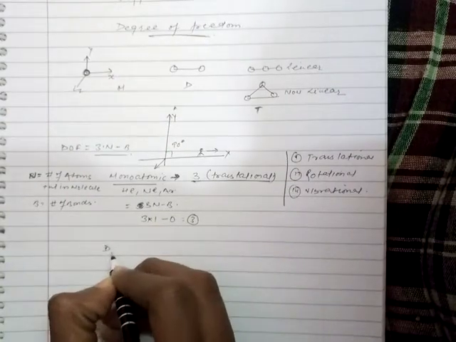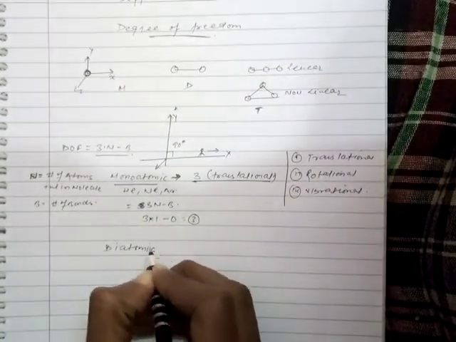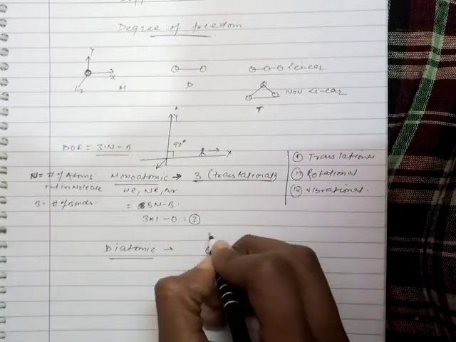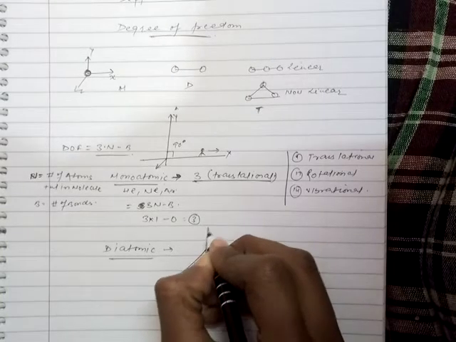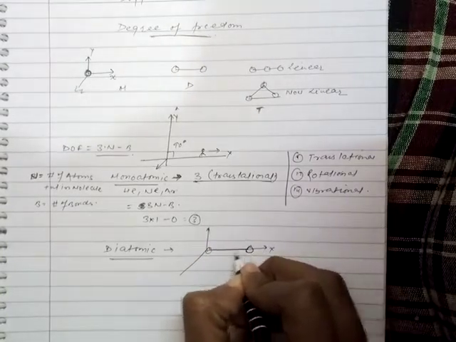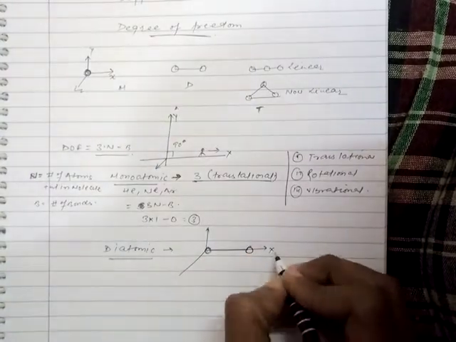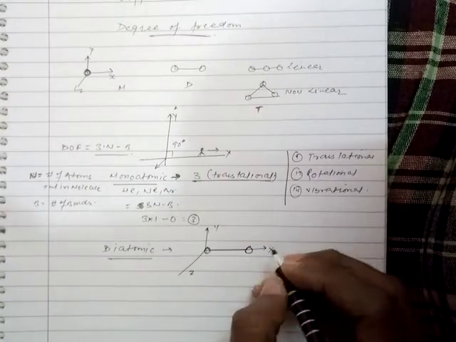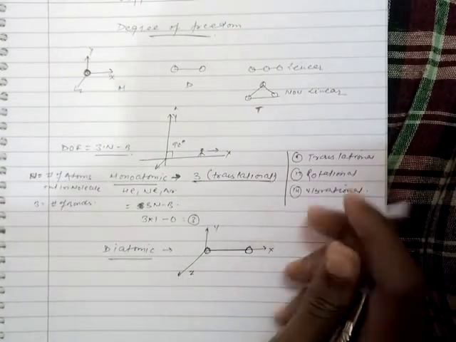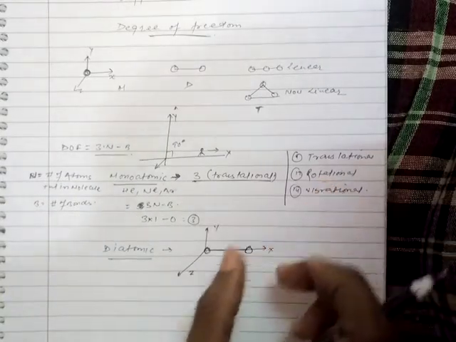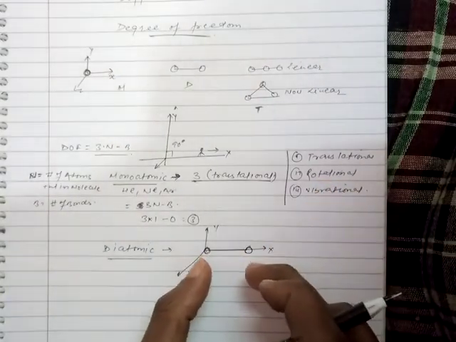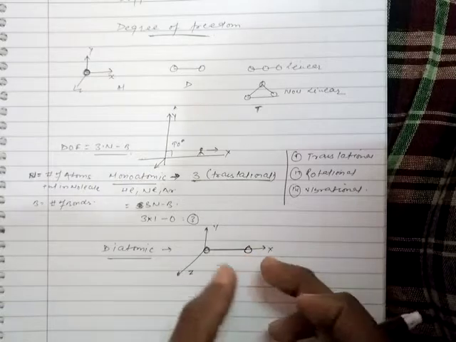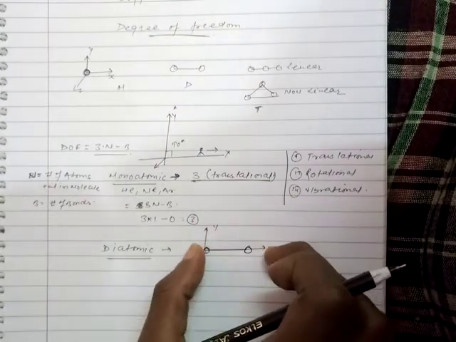Now we talk about diatomic molecules. Suppose we consider a diatomic molecule present along the x-axis. A diatomic molecule can rotate along the x-axis, y-axis, and z-axis. It can rotate through all three of its axes. If we talk about rotational motion, then if this molecule is present along the x-axis, it can rotate along the y-axis and z-axis. Like if it is present along the y-axis, then it can rotate along the x-axis and z-axis.